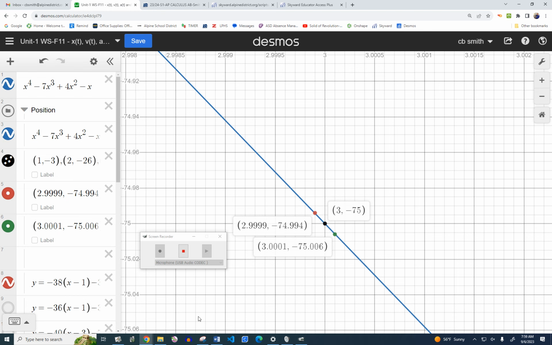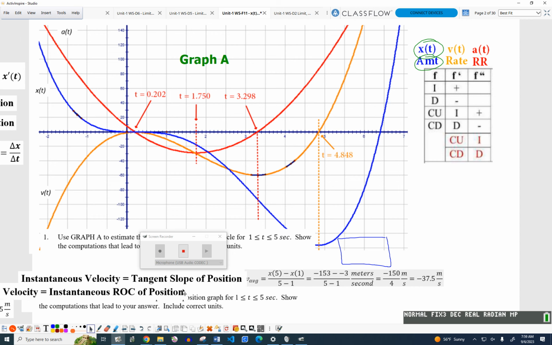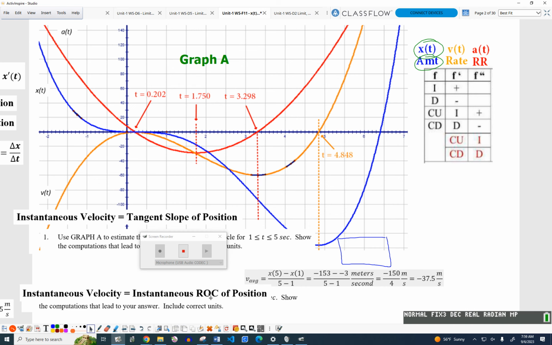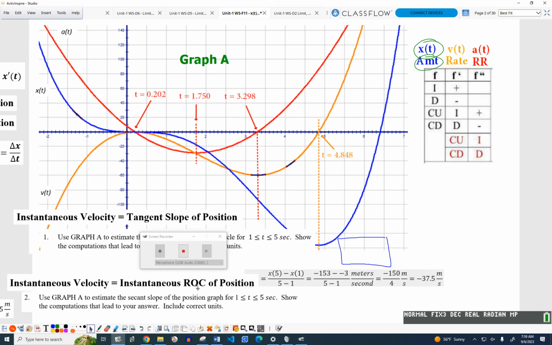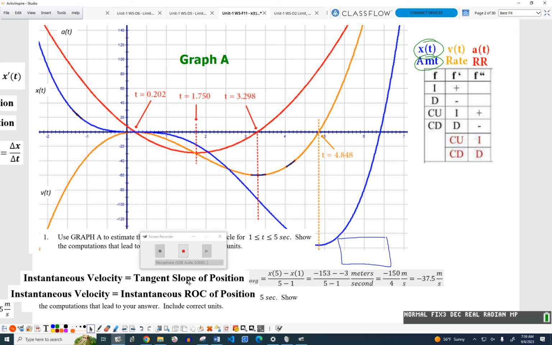So an instantaneous velocity, back to here, is calculated by measuring the average velocity between 2 points that are infinitesimally close. The same way that average velocity is found anywhere else. But we say that when we find that limit, we're finding the tangent slope of the position. Questions about anything to that point?